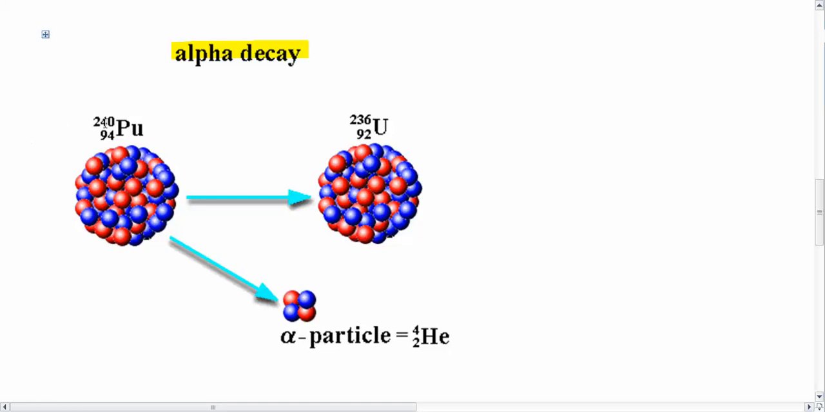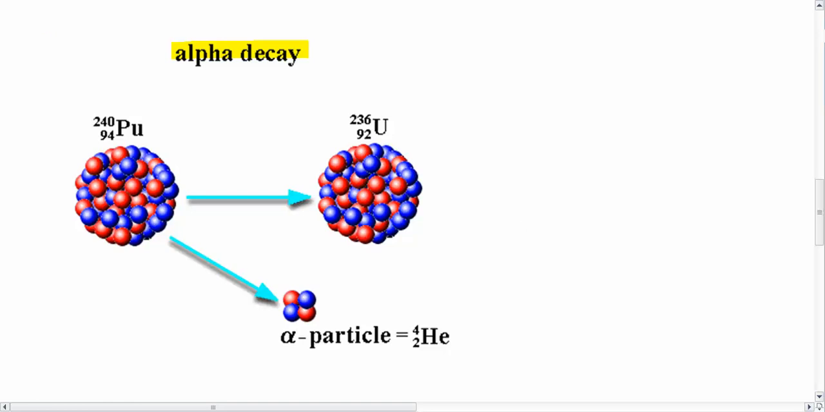So here I have the atom plutonium. Pu is the element plutonium. And it's going to emit an alpha particle. And when it does that, it actually turns into a new element. It turns into uranium. So to understand why that happens, we need to rewind a little bit and remember some of the stuff you learned earlier in the year about the structure of an atom.